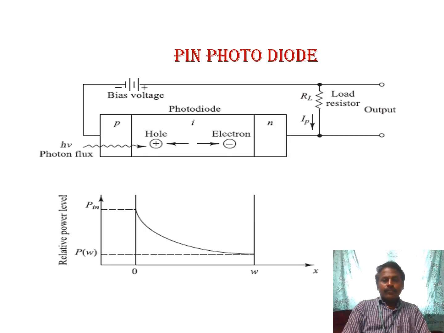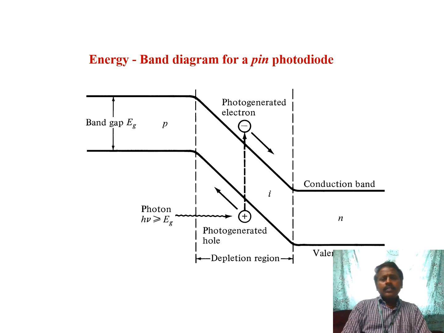So look at the diagram of the PIN photodiode. In between P and N, there is a layer sandwiched between the P and N type material that is called the intrinsic layer, where you apply an external field by the bias voltage, a negative potential to the P and a positive potential to the N via a load resistor. Now look at the power level: with distance, it decreases to 1. This is the energy band diagram for the PIN photodiode.